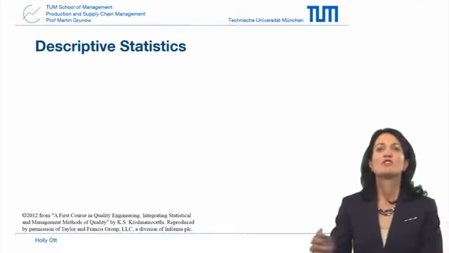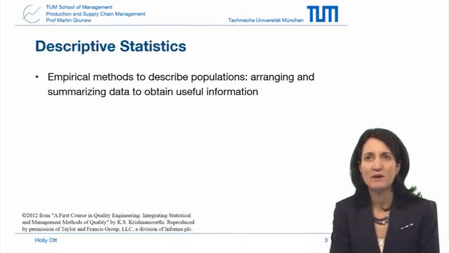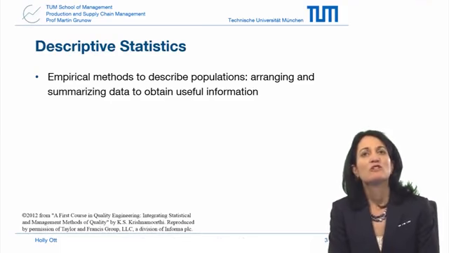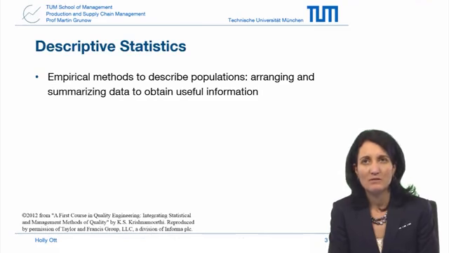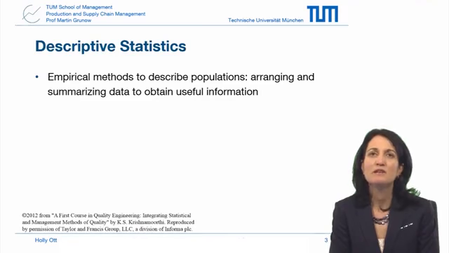The term descriptive statistics refers to using empirical methods to describe populations. And this means taking data from a population and arranging and summarizing it in order to obtain useful information. Descriptive statistics do not, however, allow us to make conclusions beyond the data we have analyzed or to reach conclusions regarding any hypotheses we might have made. They are simply a way to describe our data.